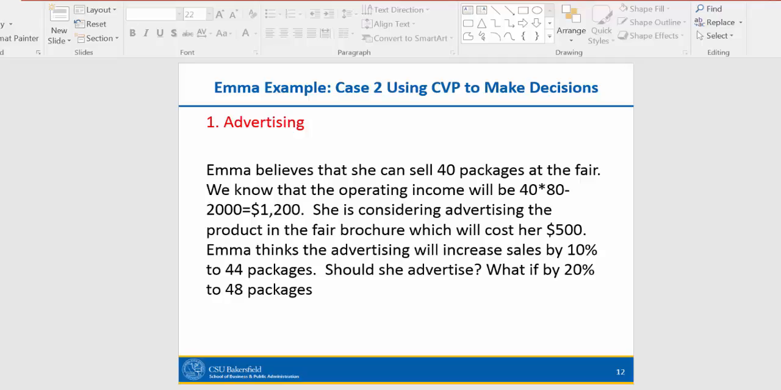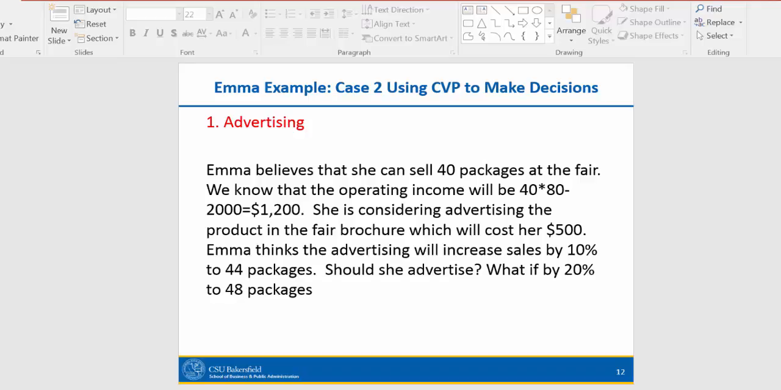Alright, so this video lecture covers slides from 12 to 17. So we will use the CVP to help Emma to make decisions. So the first thing is Emma believes that she can sell 40 packages. Okay, so you can go ahead and find the operating income and the contribution margin.